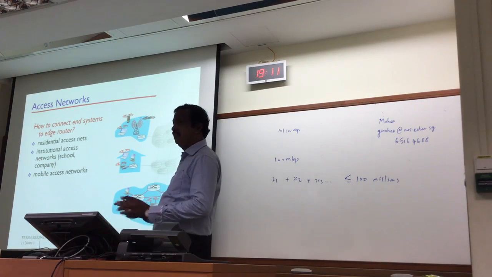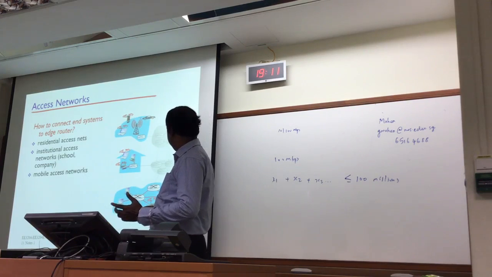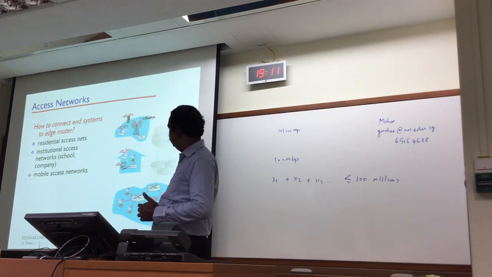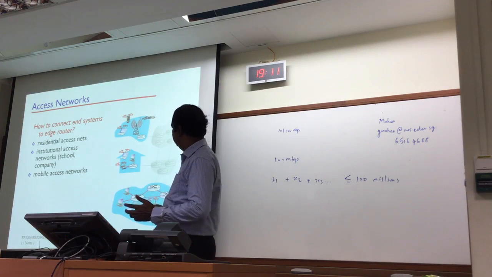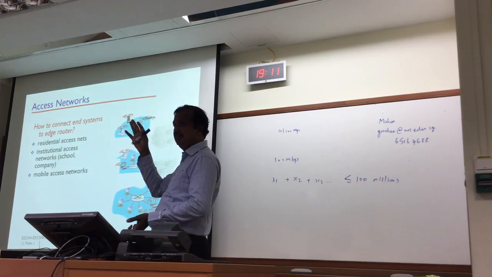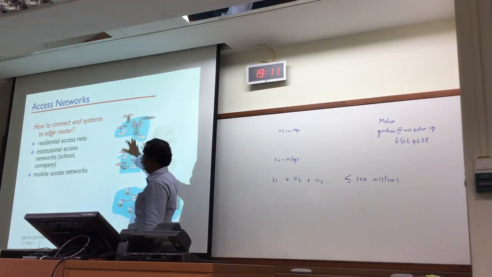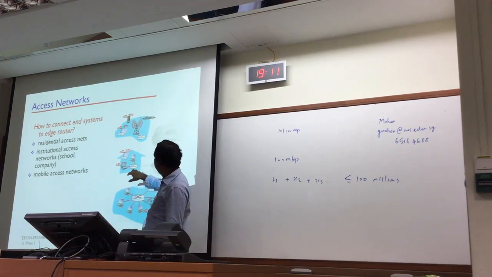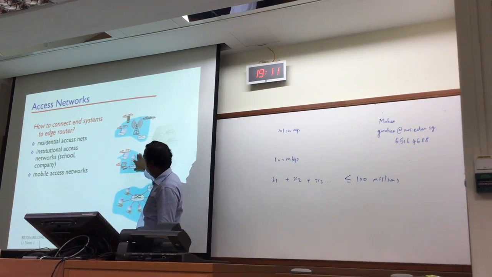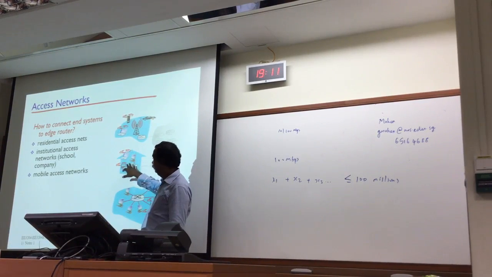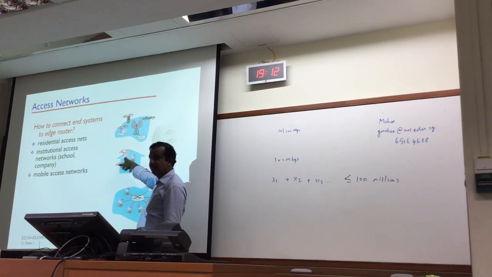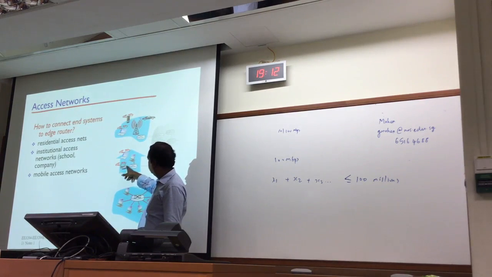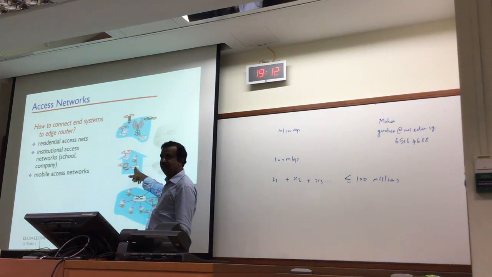So let's look at different kinds of access networks. How do we connect end systems to the edge router? For that, we need an access network. Broadly, as I said earlier, there are three kinds of access networks: either we are at home, on the road, or in the campus. Within the house or residential network, you can have something like this. As I explained before, these are the internet devices which we have. We connect to the wireless router, either wirelessly or through wire.